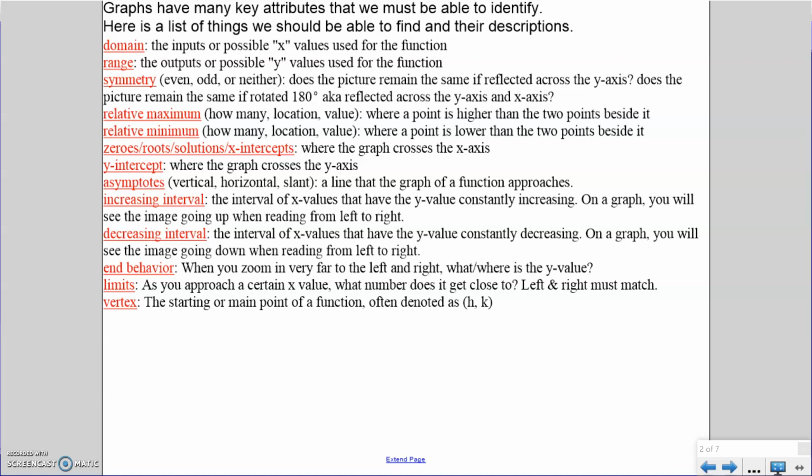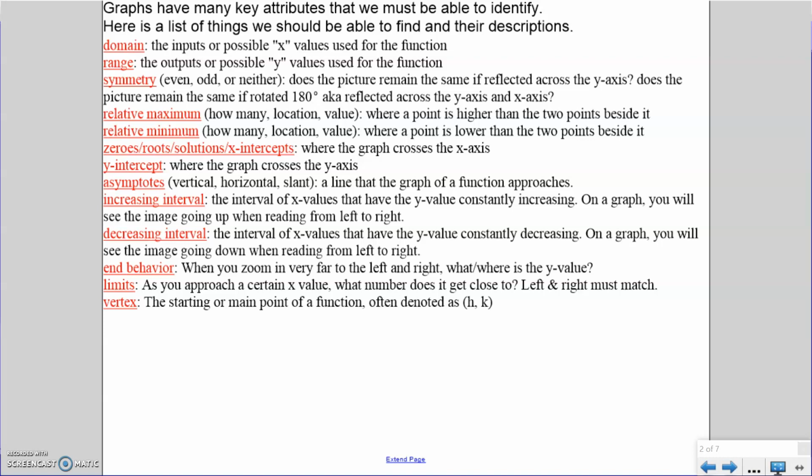Then we have relative maximums. Maximums are like the top of an upside down U or V, kind of like in quadratics. You know how many, their location, and the value. Remember, the location is the x part of the coordinate, and the value is the y part of the coordinate. In the maximum, you can also think about it as a point that is higher than the 2 points beside it. There could also be an absolute maximum as well.